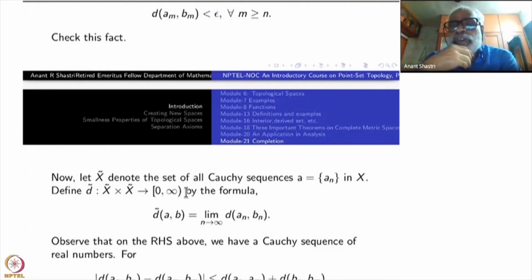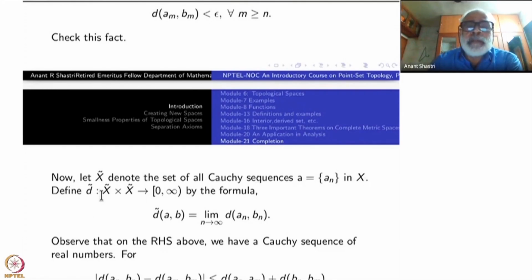Look at all the Cauchy sequences. How to pick all of them? They must be nearer to each other. So that is why we come to this one. Take X twiddle, denote the set of all Cauchy sequences (a_n) in X.